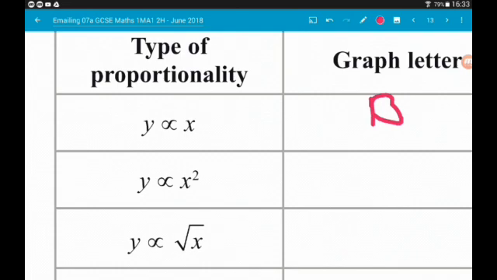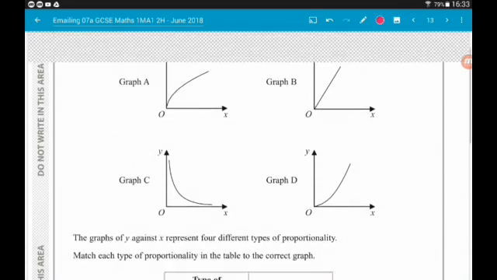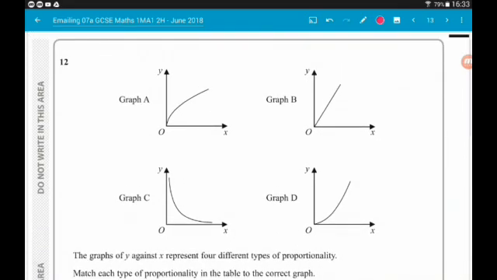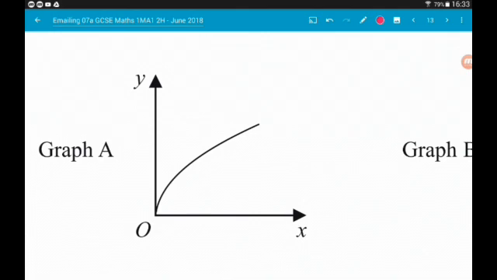Next one, y is proportional to x squared. So as x squared gets bigger, y gets bigger. So let's see if we can track this one down. What's going to happen as x gets bigger, x squared gets really big really quickly. So the rate at which y increases is going to speed up. So with this top left one here, it's starting to slow down. So it can't be that one.